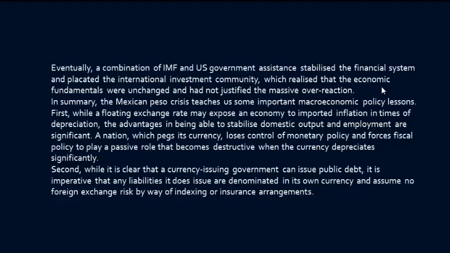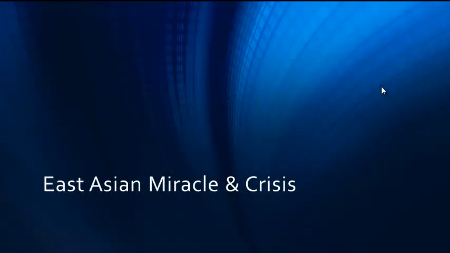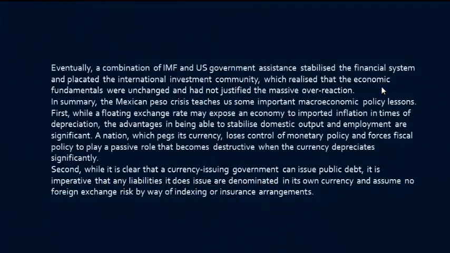Second thing is that the government should never acquire foreign debt denominated in foreign currency, and it should not acquire foreign exchange risk. The third lesson, which is also very important, is that expectations and speculation play a huge role. A lot of this problem happened. The last crisis is the East Asian miracle, which we will cover next time. But a lot of things happened due to speculation. Eventually, the peso stabilized when the people realized that the economy is fundamentally sound. Nothing has really changed. But the speculation caused a lot of damage.